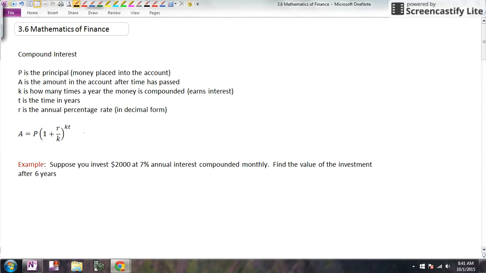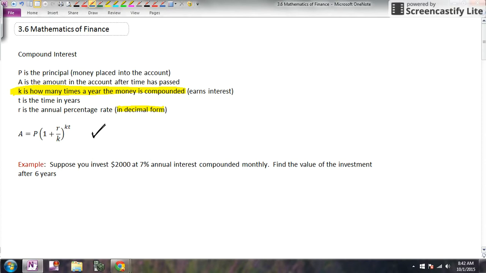The first one you see right here is a very common compound interest formula. It is used when you want to know how much money you're going to have after so many years. The big thing is you know P, the amount you invest. A is the amount you get after the time's passed. K is how many times it is compounded per year, so that is very important. T is the time in years, and R is the rate, and that's always in decimal form like everything else that you've ever done. So make sure you know them all.